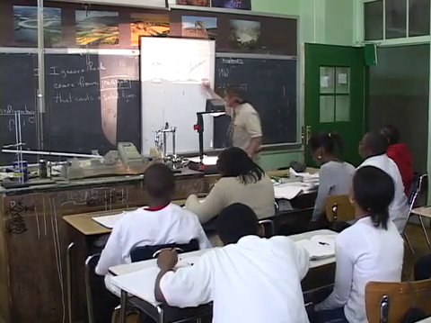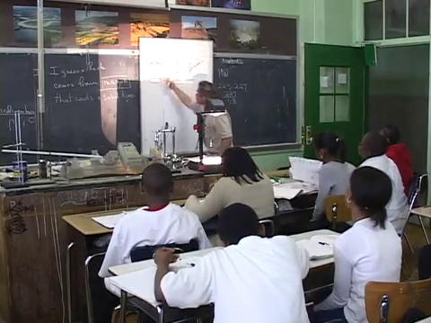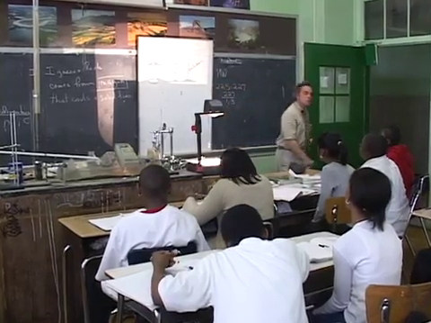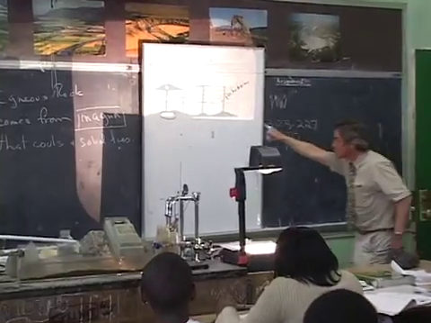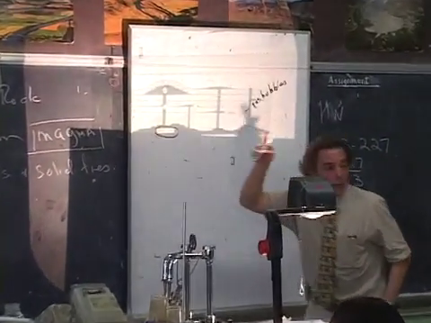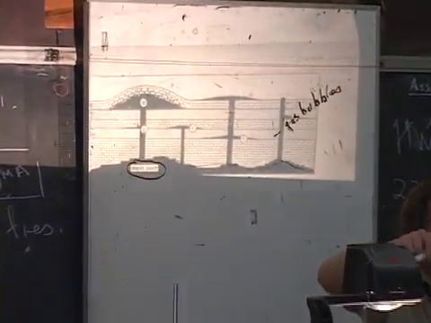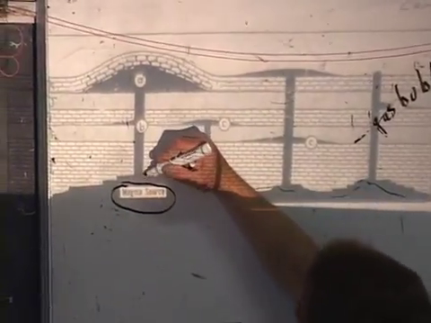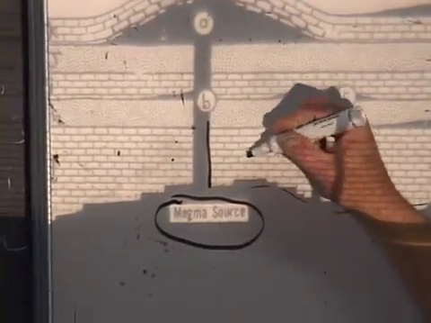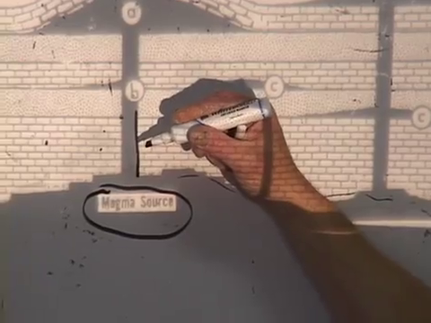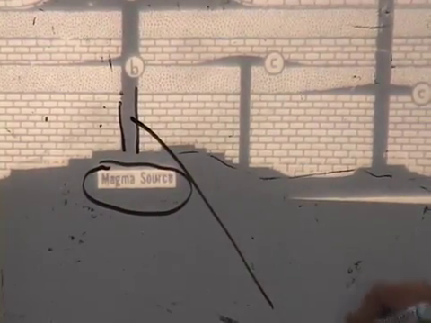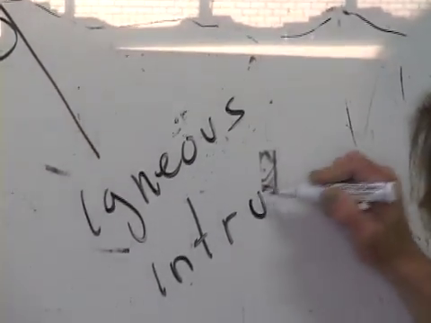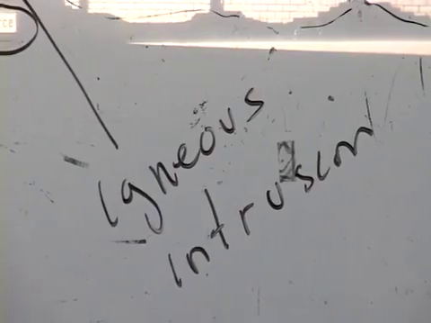Okay, so at one time, this was molten. What happened to at least some of the magma? What happened, Courtney? That's right. And what we say is it intruded into the rock that was already there. So we call this an igneous intrusion.